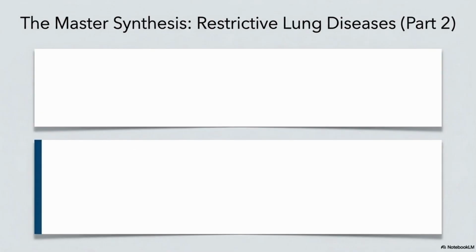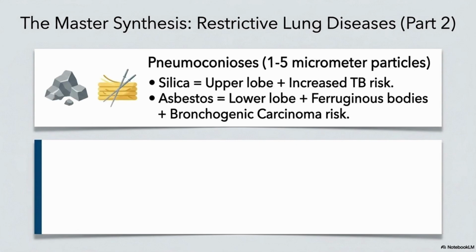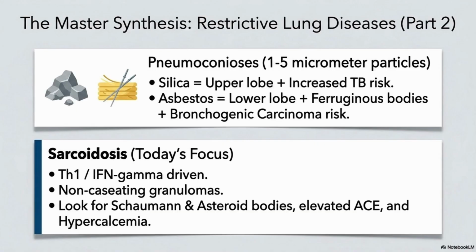Continuing to the master synthesis, restrictive lung diseases, Part 2. For the pneumoconiosis caused by 1 to 5 micrometer particles, remember that silica hits the upper lobes and carries an increased TB risk. Asbestos hits the lower lobe, has ferruginous bodies, and carries a high bronchogenic carcinoma risk. Finally, sarcoidosis. It is Th1 and interferon gamma driven. It causes non-caseating granulomas, and you must look for Schaumann and asteroid bodies and elevated ACE and hypercalcemia.